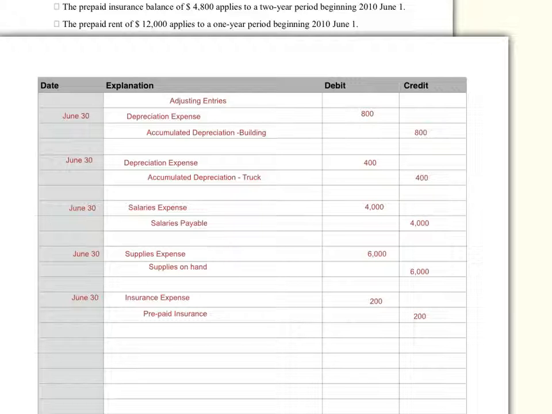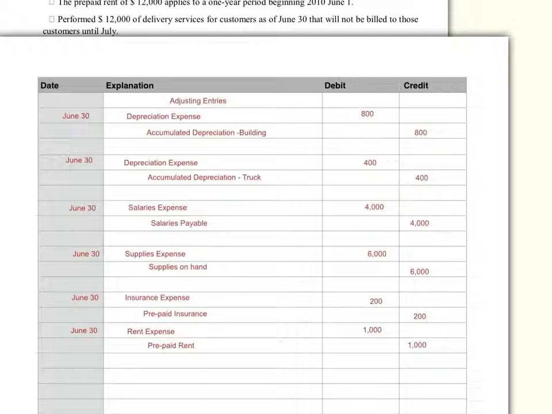Now the same happens with the rent. We prepaid the rent of $12,000, and that we did for the whole year starting June 1st. So now at the end of June, we've used up 1 month. We've used up $1,000, and therefore we have to recognize that. Now I'm running out of space, so I'm not going to skip a space between these journal entries. So like the insurance, I recognize rent expense of $1,000 for the month of June and credit prepaid rent for $1,000. I reduced the asset.